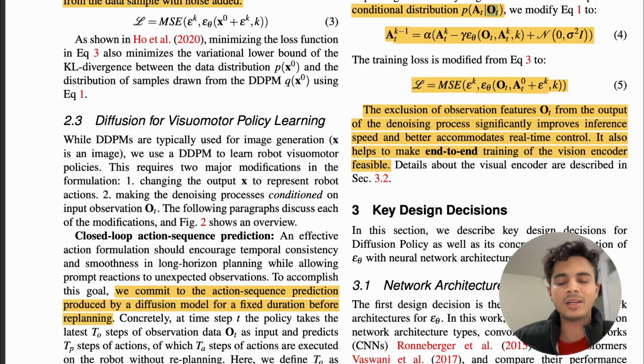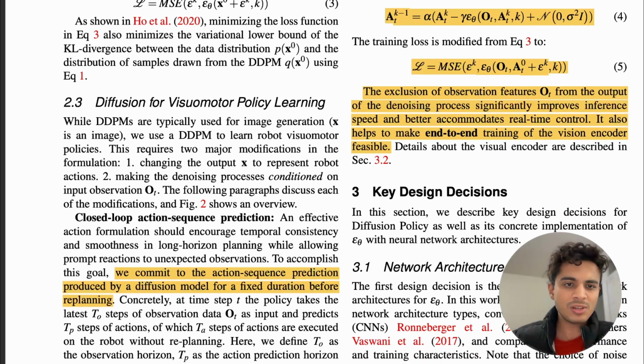This is what action prediction is, and after doing action prediction, we do control and everything, right? So the exclusion of observation, okay, this is what it says, that exclusion of observation features from the output of the denoising process significantly improves inference speed and better accommodates real-time control. It also helps. So think of it like we are not trying to predict the outcome. We are just observing whatever is around us and trying to make a decision on that particular observation only. We don't care about if we pick this thing up and then place it somewhere else, what will be the new observation. We do not really care about that. Fine.